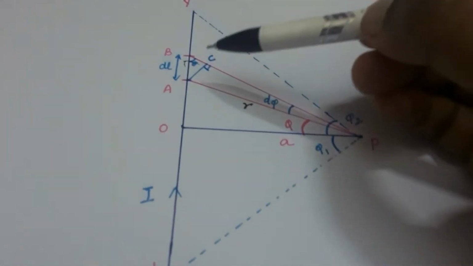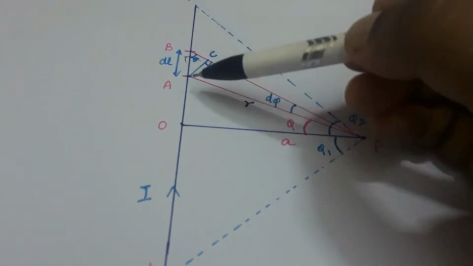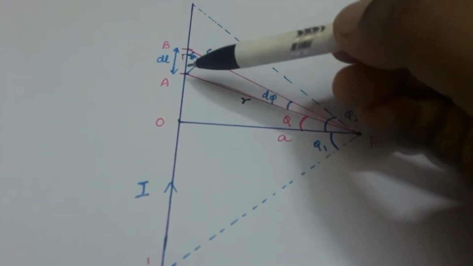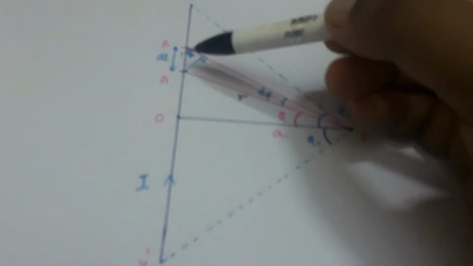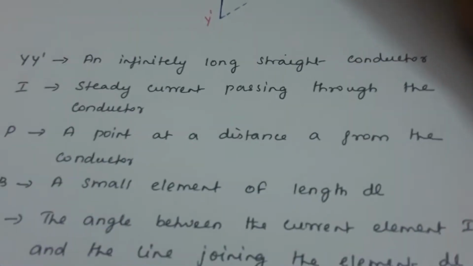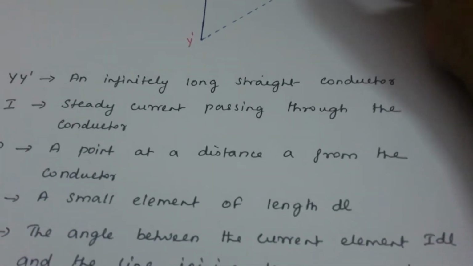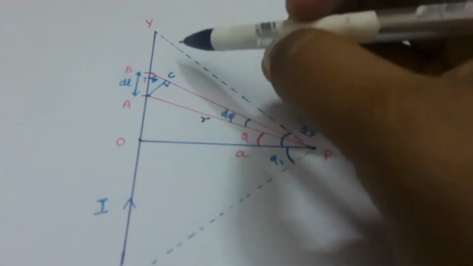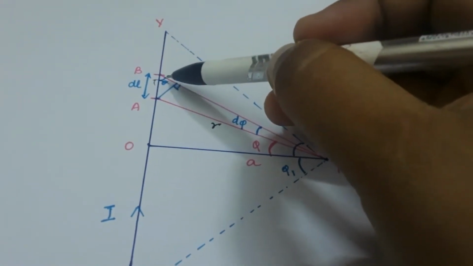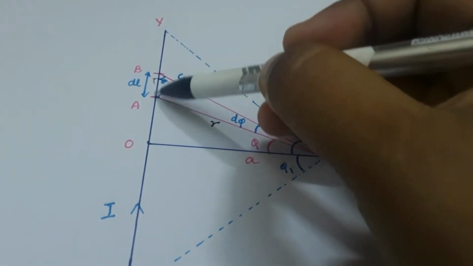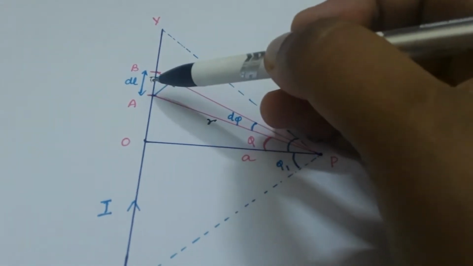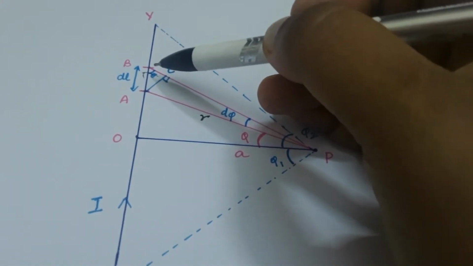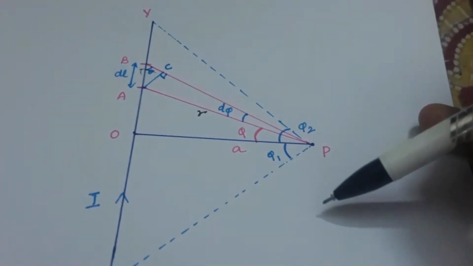Now, here we have taken a small element AB on the conductor. So, the length of this element is dl. AB is a small element of length dl. The next one is theta. Theta is the angle between the current element Idl and the line joining the current element and the point P.